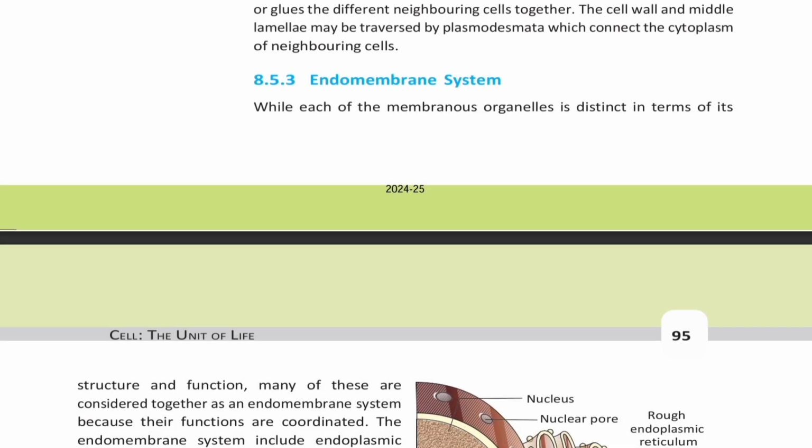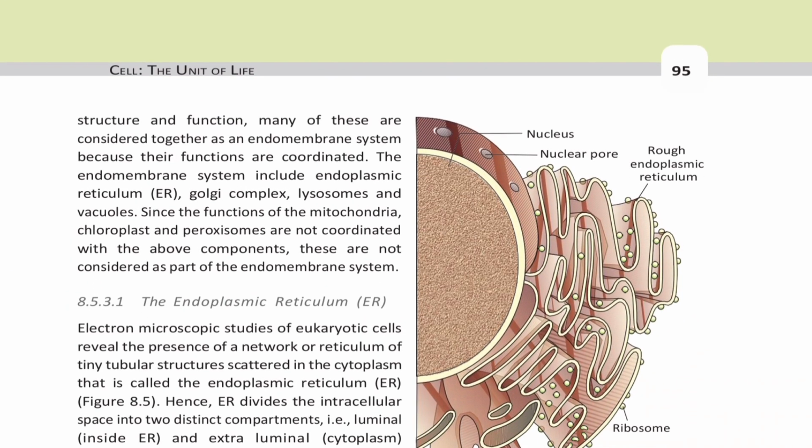8.5.3 Endomembrane system. While each of the membranous organelles is distinct in terms of its structure and function, many of these are considered together as an endomembrane system because their functions are coordinated. The endomembrane system include endoplasmic reticulum, that is ER, Golgi complex, lysosomes and vacuoles. Since the functions of the mitochondria, chloroplast and peroxisomes are not coordinated with the above components, these are not considered as the part of endomembrane system.